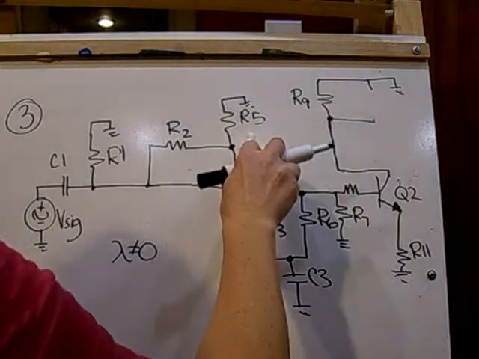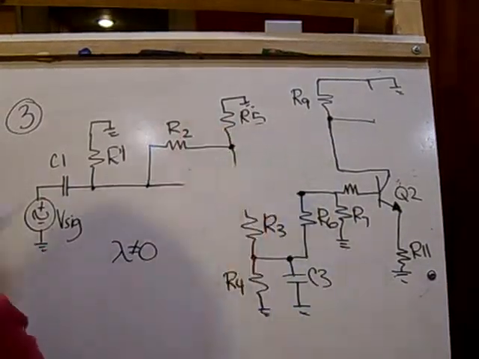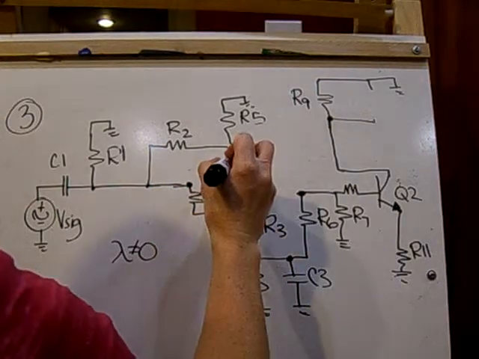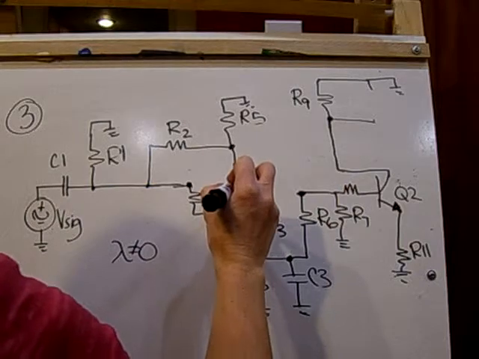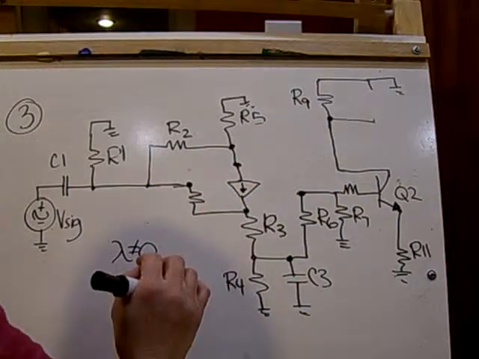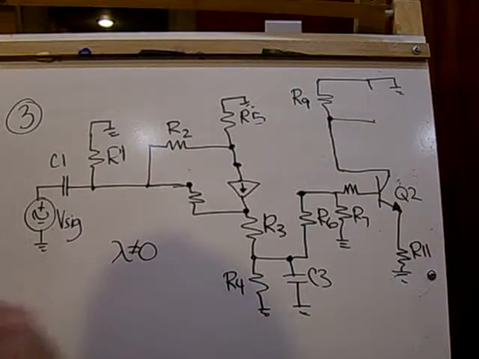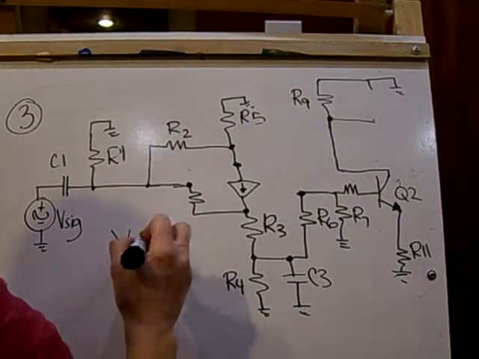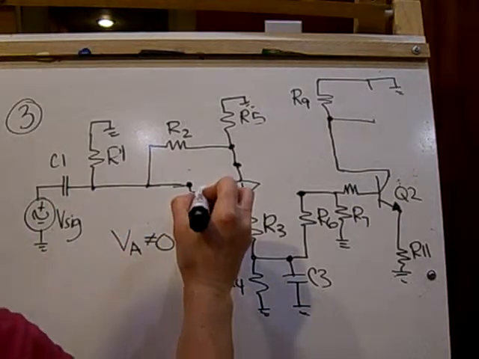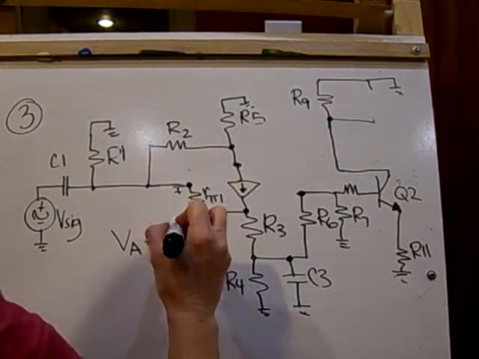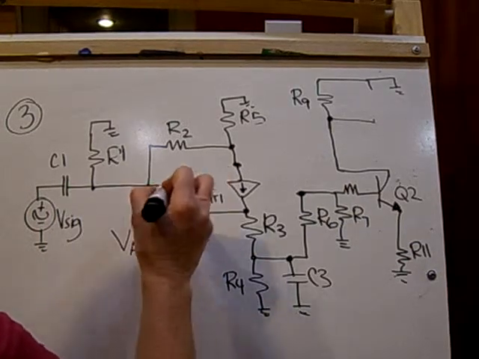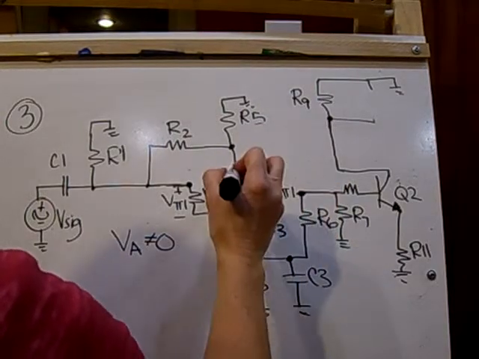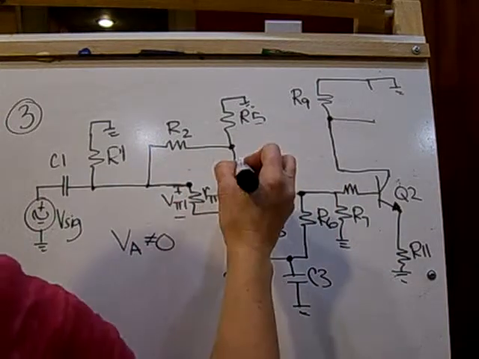Now for the BJT, the small signal model, when you do include this, ignore the VA is not equal to 0. That's what that was supposed to read. So this is R pi 1. V pi 1 is the voltage across it between the base and the emitter. GM1 V pi 1.